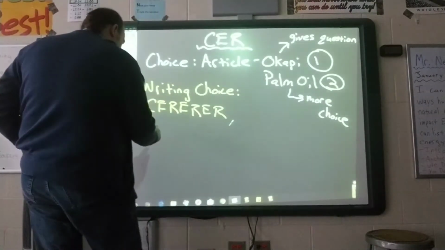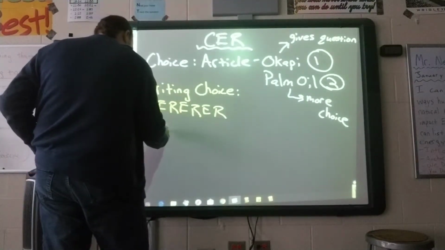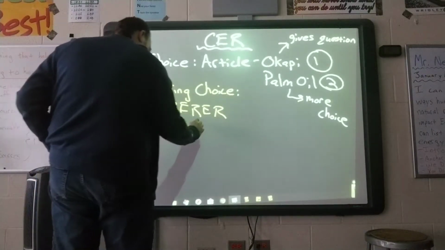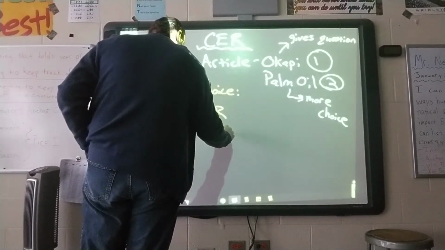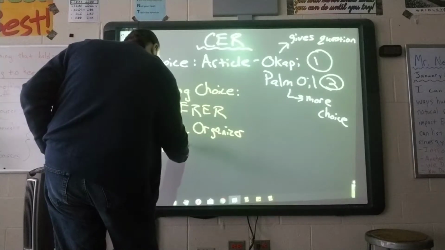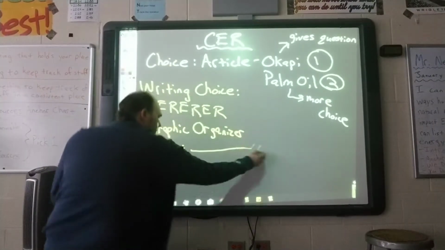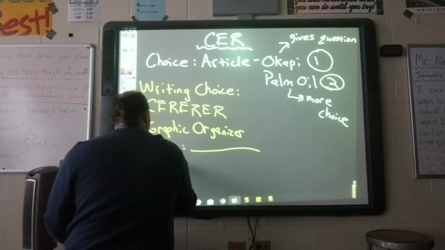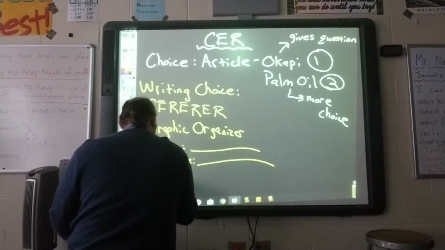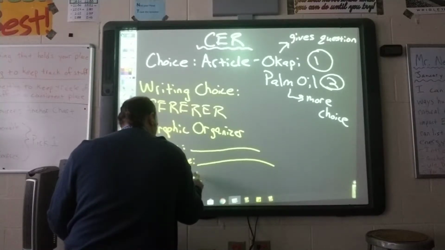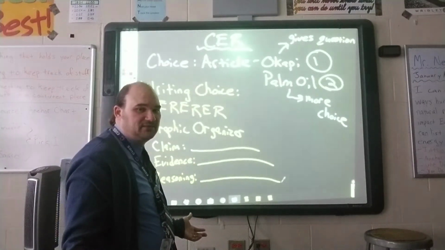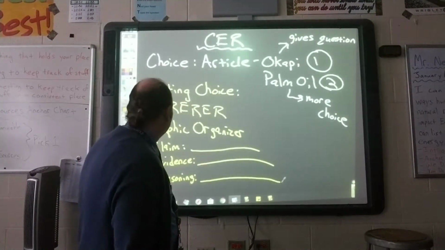You also could actually do graphic organizer style. So write out the word claim, and then fill it in. Evidence, and then fill it in. Reasoning, and then fill it in. So this is just like what we did on the slow. So those are two choices there.